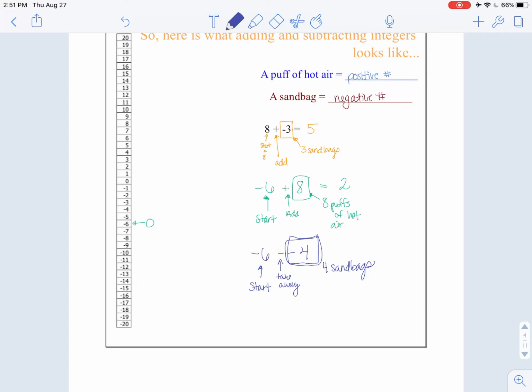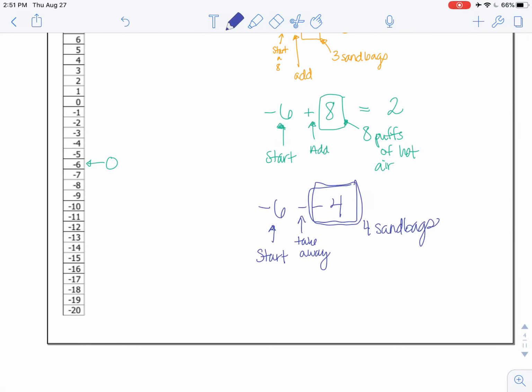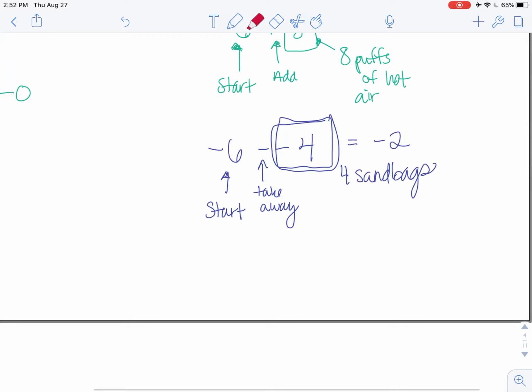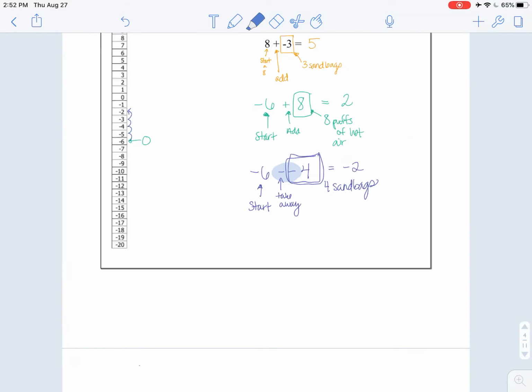So picture this right now. We're at -6, and we're taking away, we're getting rid of, we're dropping 4 sandbags. Is that going to make my air balloon lighter or heavier if I'm getting rid of 4 sandbags? It's going to take weight away, so it's going to make it lighter. So it's going to actually move it up 4. And the reason I wanted to point this out is because this is that infamous taking away a negative. And how taking away a negative actually means we're moving up because we're taking away that weight.